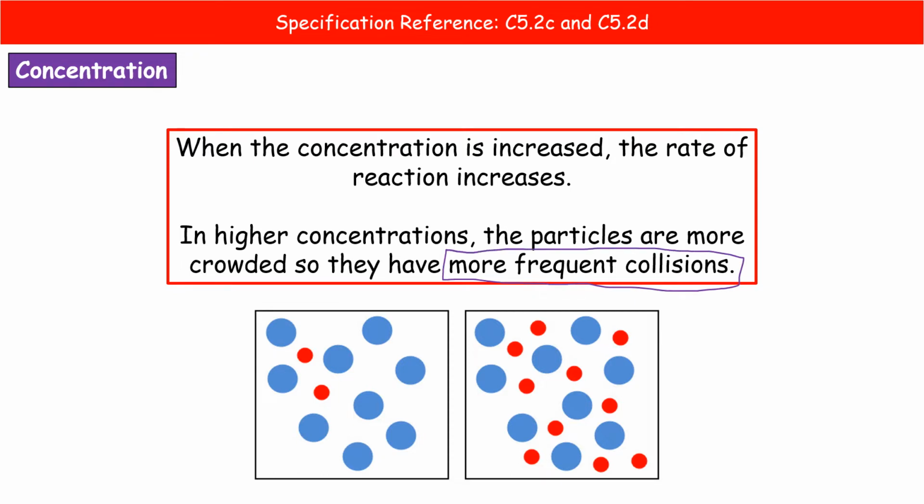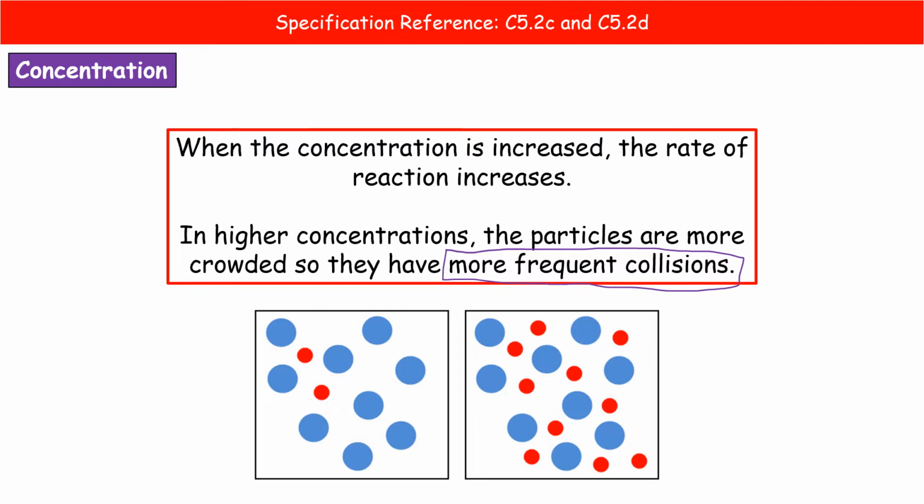Now that phrase might sound familiar because when we talked about temperature, we talked about more frequent collisions there. You are going to notice that this phrase, more frequent collisions, is just going to come up time and time again in this topic. So if you learn one phrase, and one phrase only to do the rates of reaction, more frequent collisions is the one to learn.